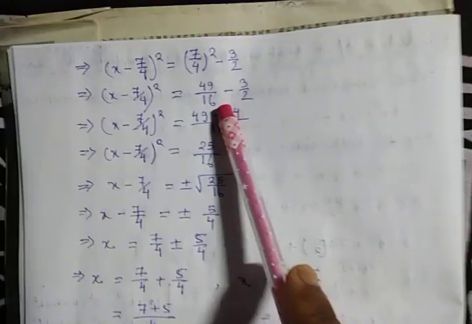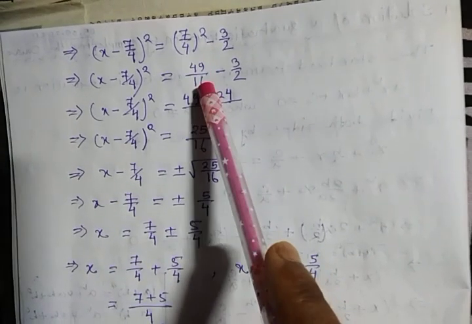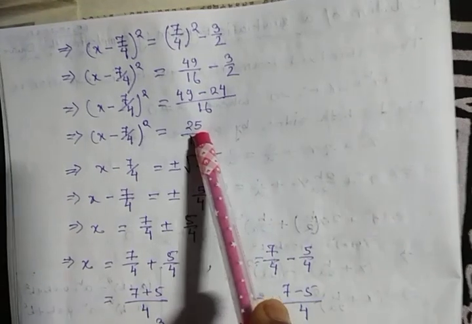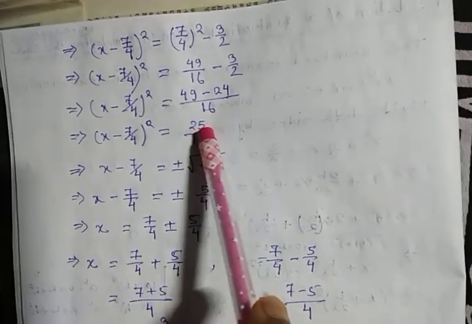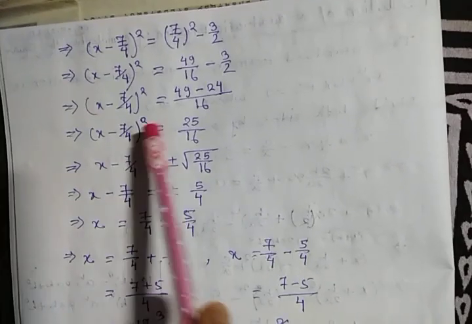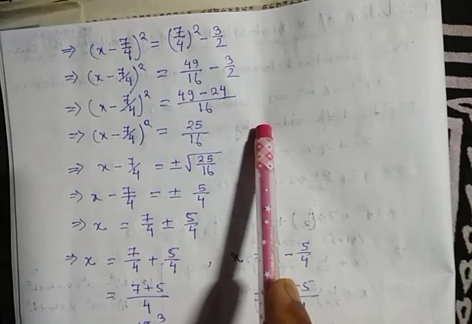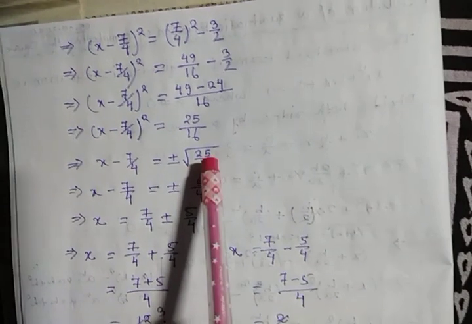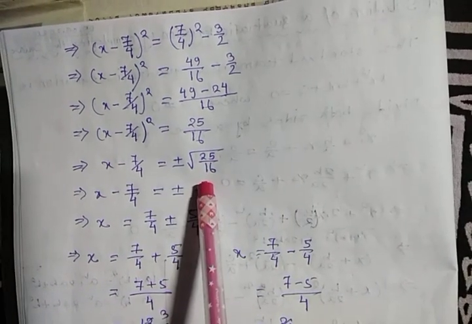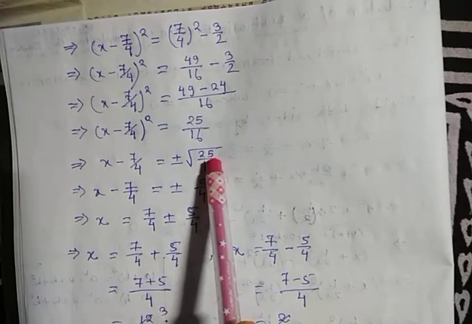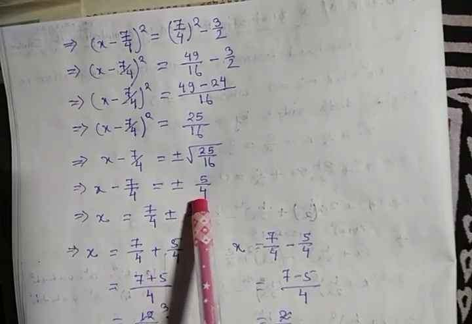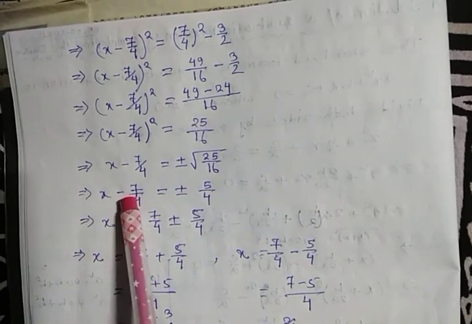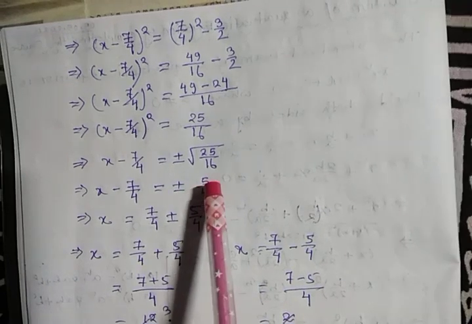Now we will calculate. 7 7s are 49 and the square of 4 is 16, minus 3 by 2. So LCM is 16, so 49 minus 24 it will become 25 by 16. Now we will send the square to that side, so it will become a root. So x minus 7 by 4 equal to plus minus root over 25 by 16. Square root of 25 means 5, and square root of 16 means 4. So x minus 7 by 4 equal to plus minus 5 by 4.